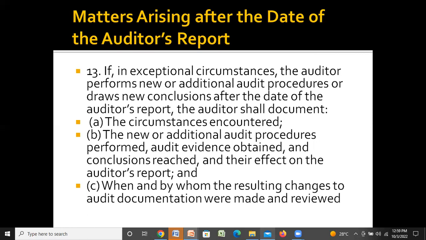So you have already submitted your auditor's report, but some new light is now coming right after you have submitted. So you have to document the circumstances encountered, the new or additional audit procedures performed, audit evidence obtained, and conclusions reached, and their effects on the auditor's report. So that also has to be documented: how the new evidence and new procedures impact the auditor's report, and when and by whom the resulting changes to audit documentation were made and reviewed. So all these must be documented in case you perform additional audit procedures after you have submitted the auditor's report.